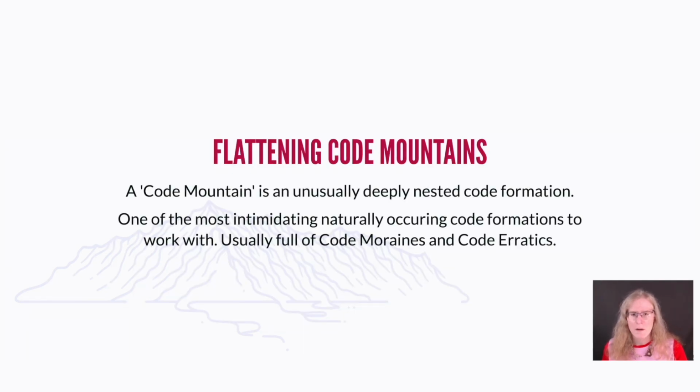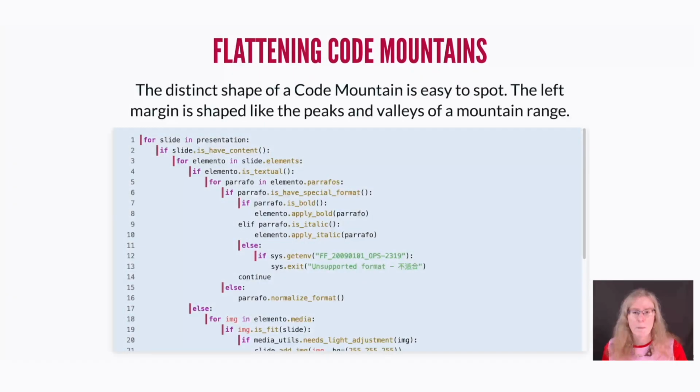Then we go and look at some code mountains. What do these look like? Well, they're deeply nested code formations, and unfortunately, they're one of the most intimidating naturally occurring code formations to work with. These are usually full of code moraines and code erratics. The distinct shape of a code mountain is easy to spot. The left margin is shaped like the peaks and valleys of a mountain range.